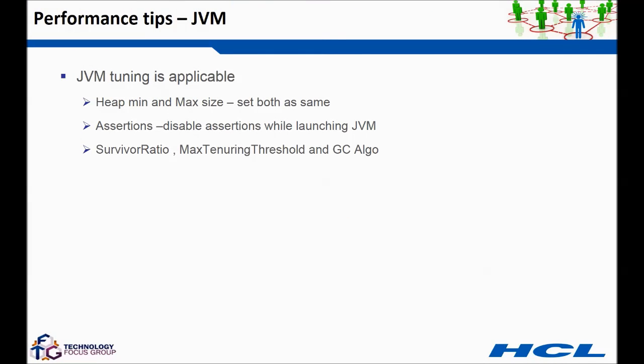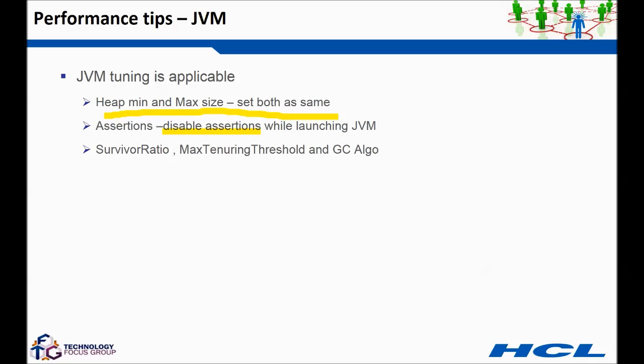These tips are JVM related performance tips. We will not be going into a deep dive on the JVM because that's a totally separate topic of performance tuning. But at a high level, try to set the heap minimum and maximum size to the same value. When you're launching your Cassandra JVM, make sure both heap sizes, the min and max, are set to the same value. Disable the assertions of the JVM being launched.